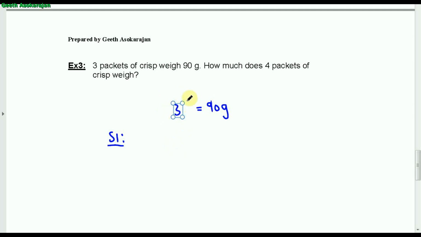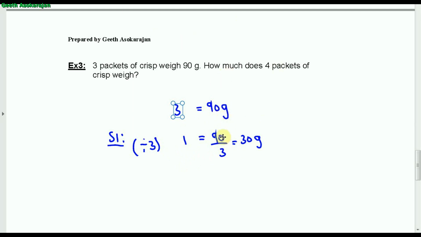To make these 3 packets a 1 packet, we need to divide both sides by 3. So 3 divided by 3 is 1, and on the right hand side, 90 divided by 3 is 30, and it's 30 grams. So this means that 1 packet of crisps weighs 30 grams.